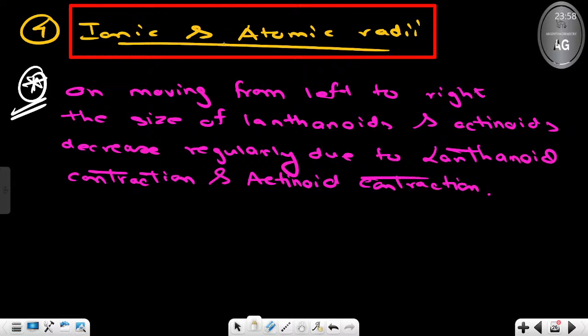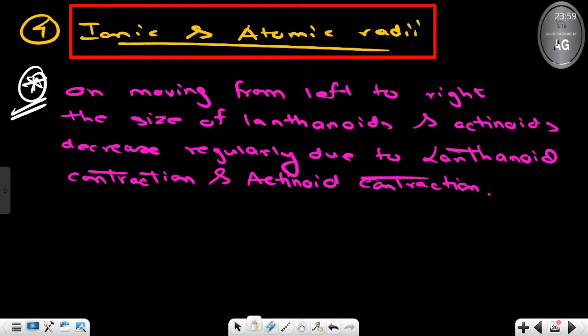Clear? Similar thing also happens in actinoids. In case of actinoids, the term is just actinoid contraction, but the thing is the same. Left to right, nuclear charge increases and size decreases due to poor shielding of f electrons. As we move ahead, the size keeps on decreasing steadily due to the addition of more and more f electrons. The total effect on the lanthanoids is called lanthanoid contraction, and on the actinoids, actinoid contraction. Simple. Clear?